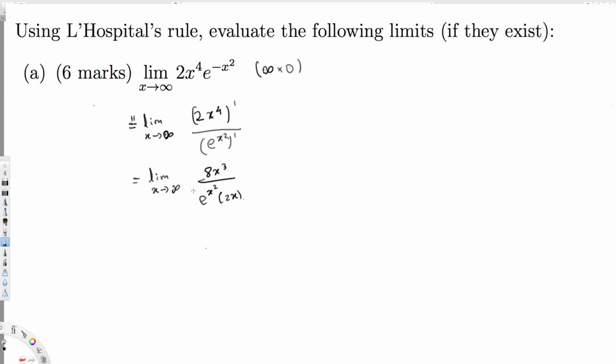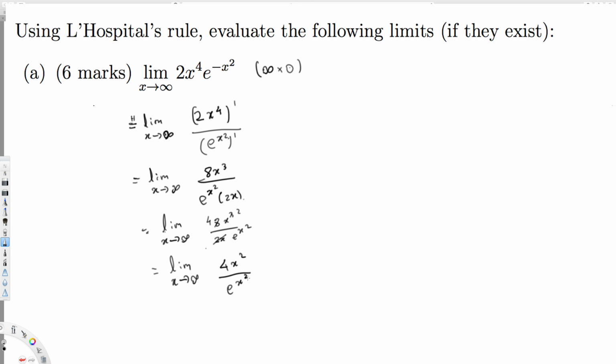So from this one, limit as x approaches infinity, let's simplify whatever we can simplify. If I simplify this, I will get 8x cubed over 2x e to the x squared. The 2x cancels, 8 cancels and comes out to be 4, x cubed becomes x squared, and that's going to be 4x squared over e to the x squared. Then I write it in another one, limit as x approaches infinity of 4x squared over e to the x squared.